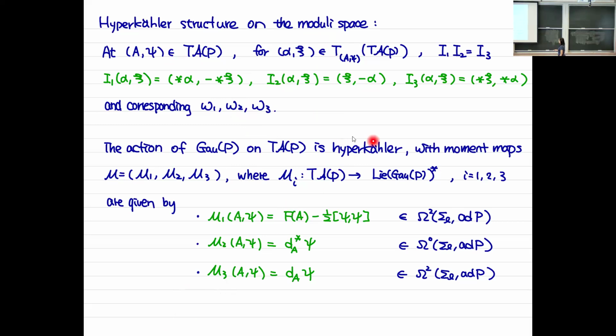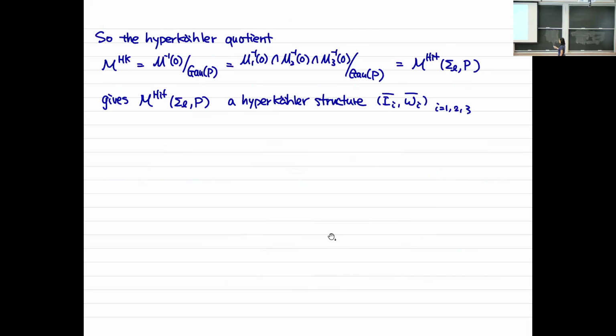So these moment maps, as you see, are exactly the equations that we saw earlier. So the moduli space of Hitchin equations can be viewed as just the hyperkähler quotient for all these three. So you take the hyperkähler quotient at 0, and that gives you the Hitchin moduli space. So that has a nice hyperkähler structure induced on the moduli space.